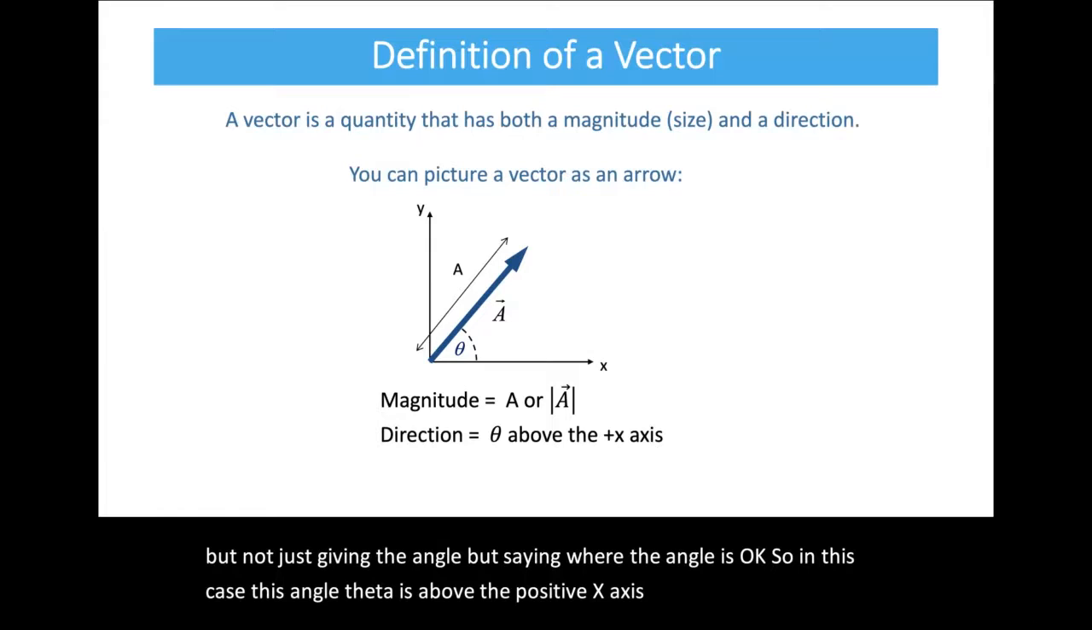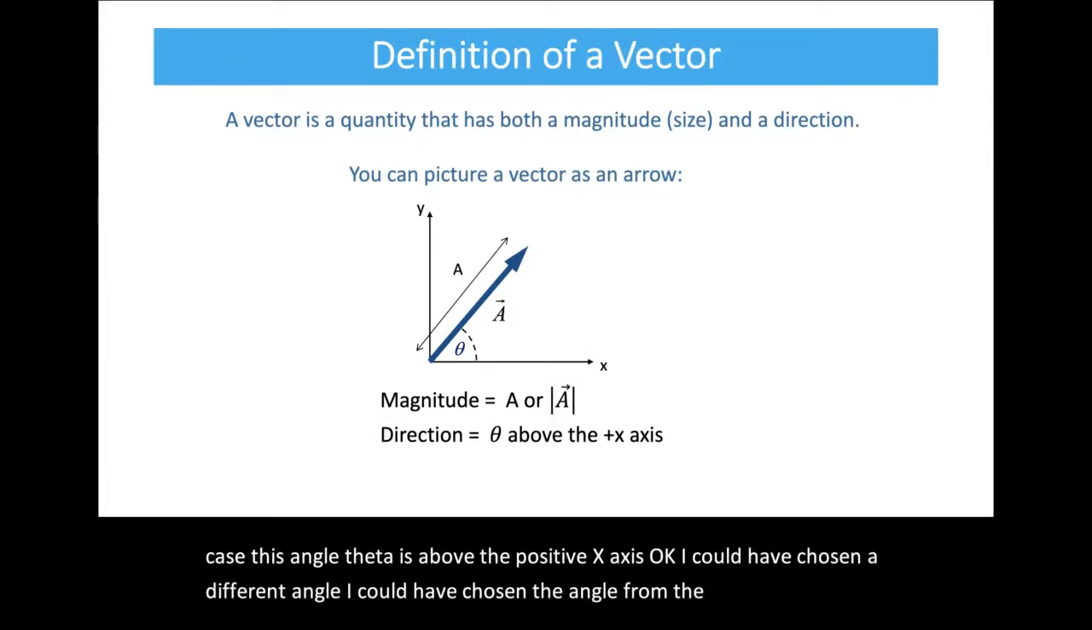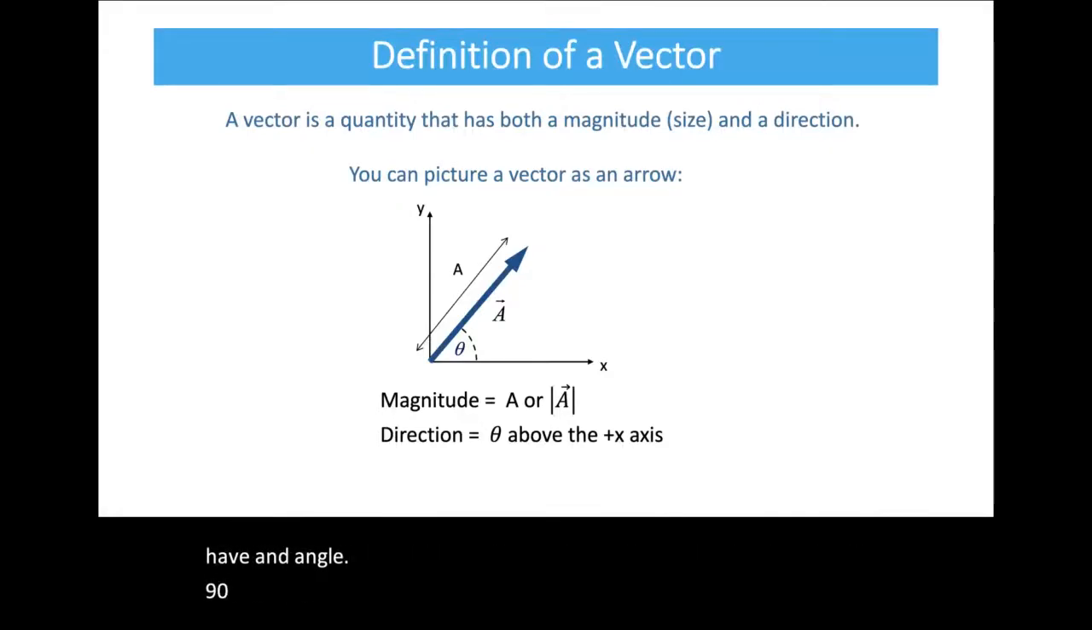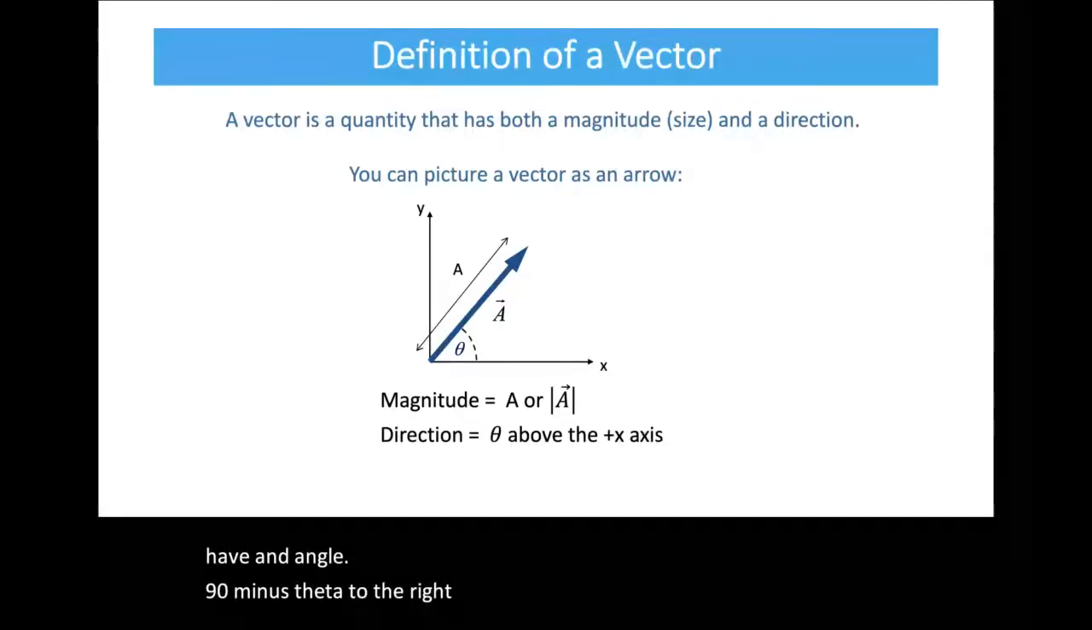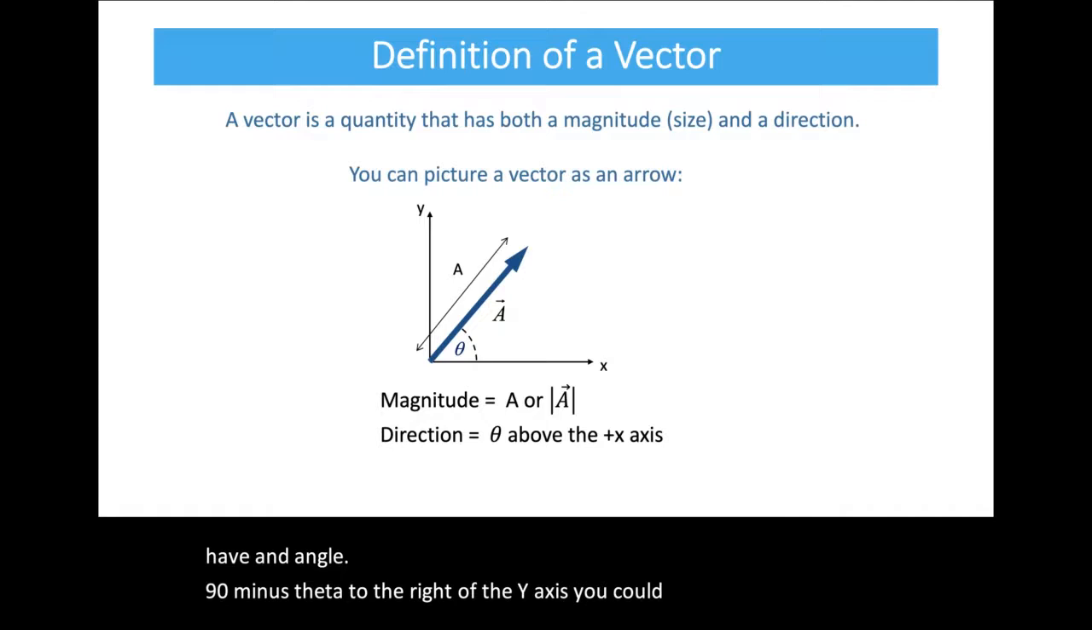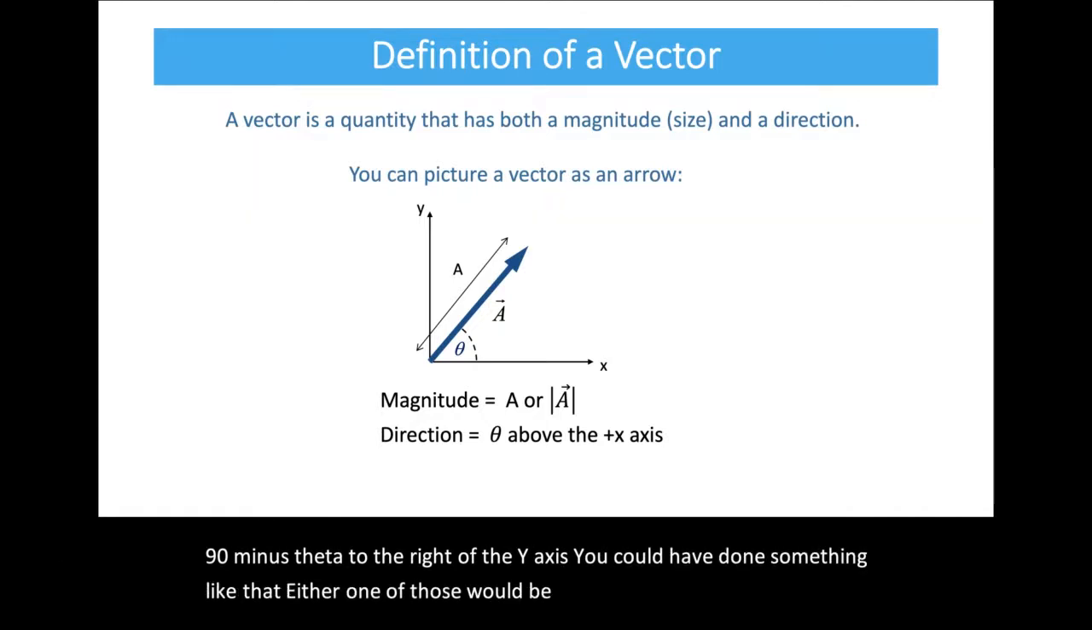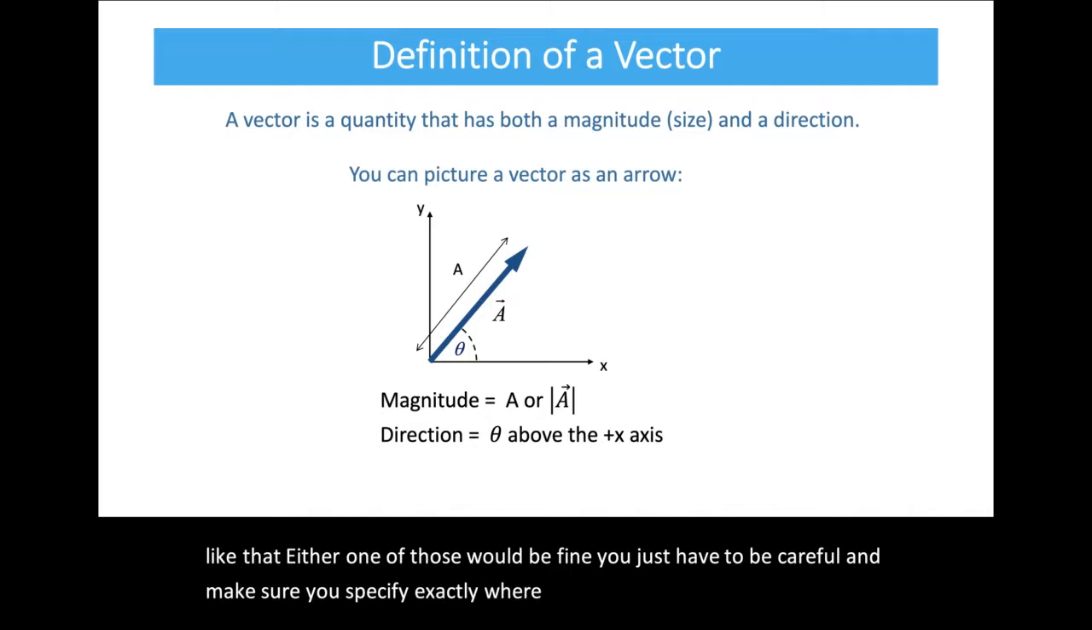Okay, I could have chosen a different angle. I could have chosen the angle from the y-axis and said I have an angle 90 minus theta to the right of the y-axis. You could have done something like that. Either one of those would be fine. You just have to be careful and make sure you specify exactly where your angle is.